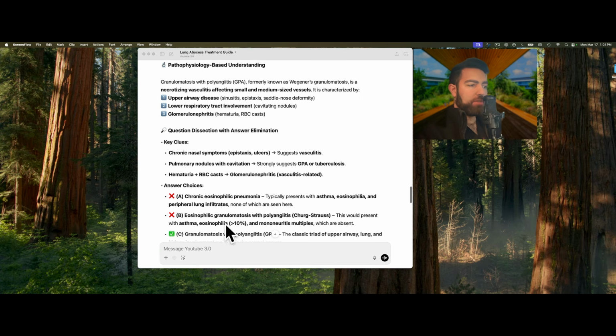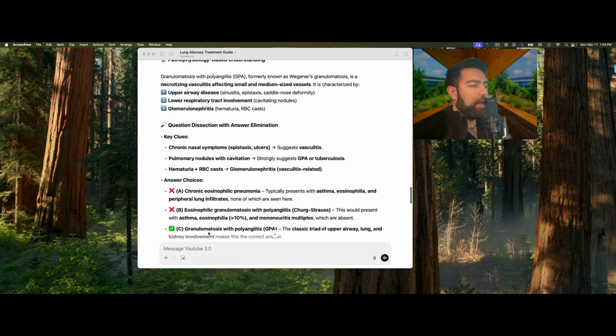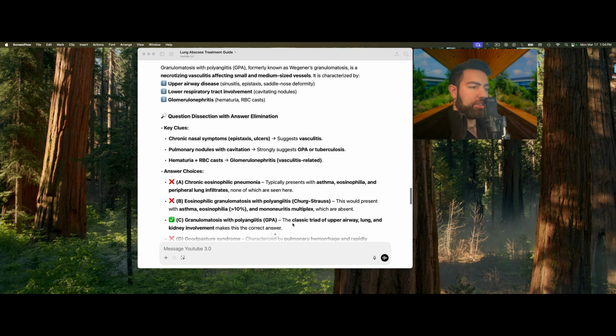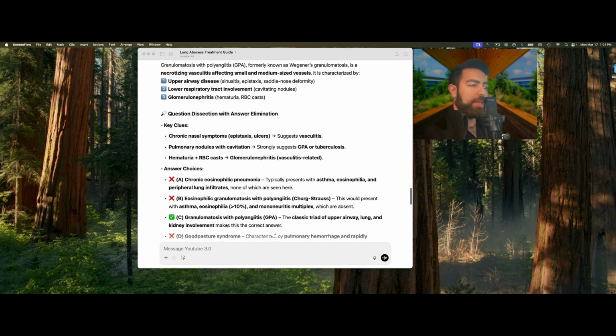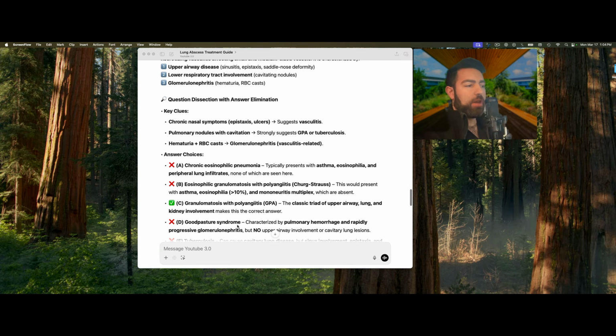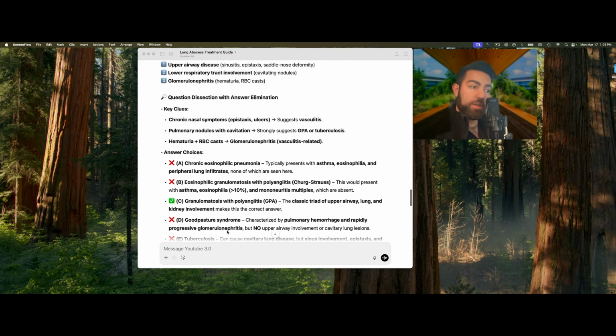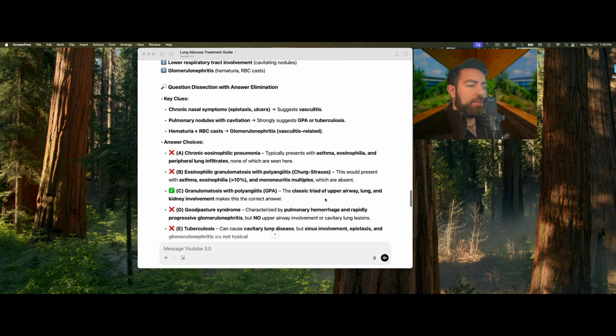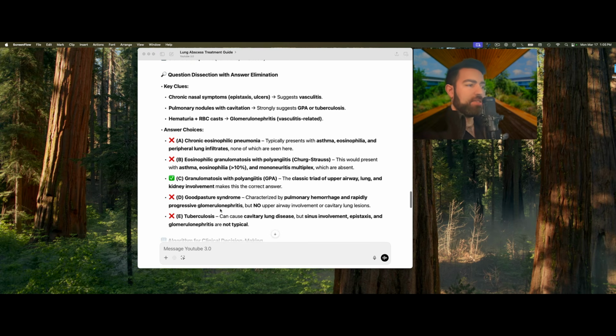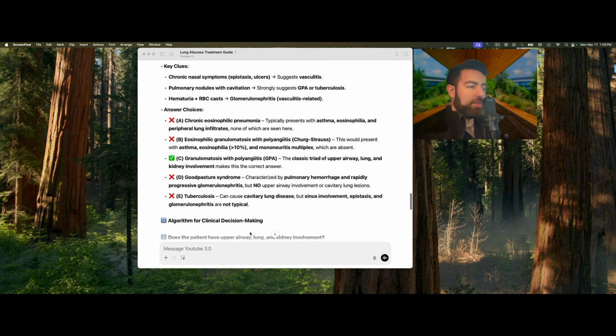EGPA would present with eosinophilia, maybe even a mononeuritis multiplex. And then the distribution of the disease is also different. GPA, which is the correct answer, is the triad that has the upper airway, the lungs, and the kidneys. Goodpasture would have the pulmonary hemorrhage and a rapidly progressive glomerulonephritis, right? But no upper airway or cavitary lung lesions. TB again would not have the sinus disease, epistaxis and all, and the glomerulonephritis would not be typical.